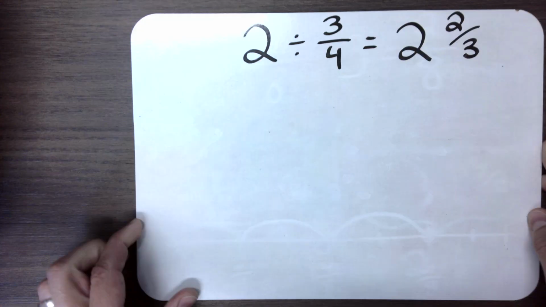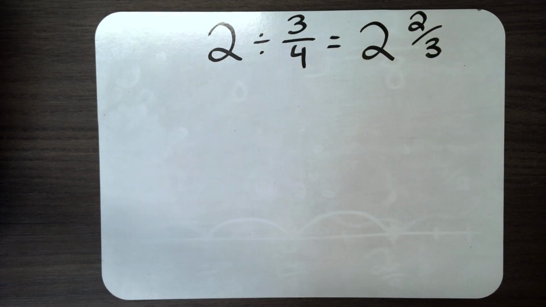We'll look at a fractional quotient next. So we're going to start with 2 again. We're going to do the area model again.